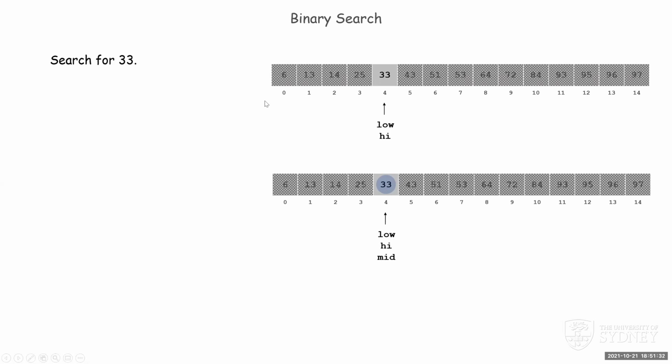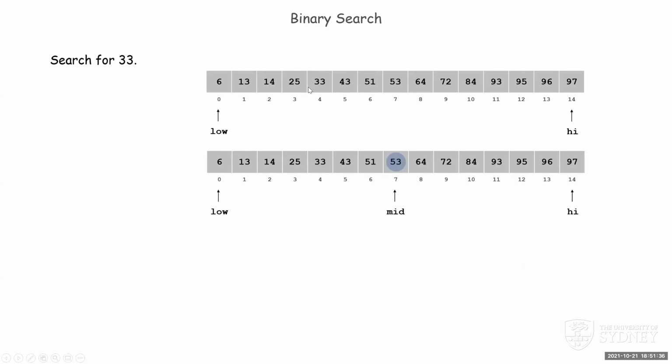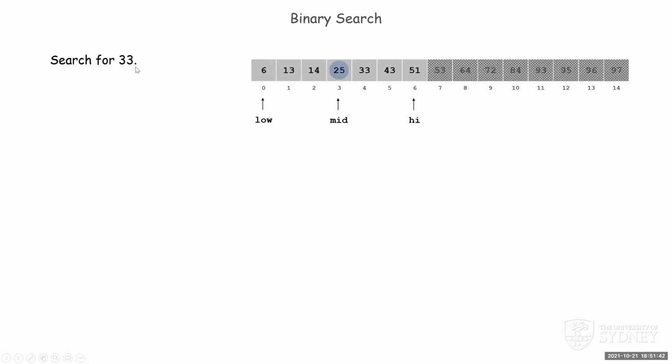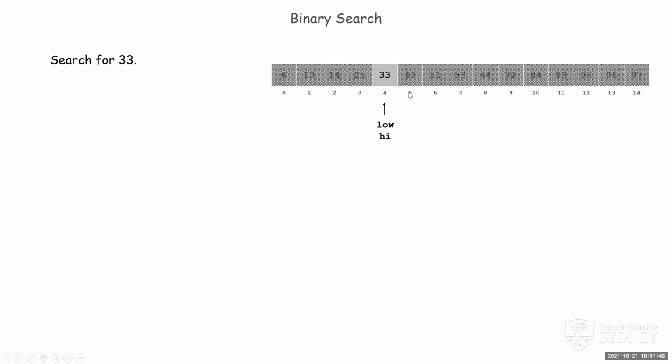So how many comparisons did we need? In this case, only 4. Yes, right. First we figured out the middle position, so I simply have to compare 33 with 53. Later I have to compare 33 with 25, later with 43, and finally 33 with 33. So I simply needed 4 comparisons.